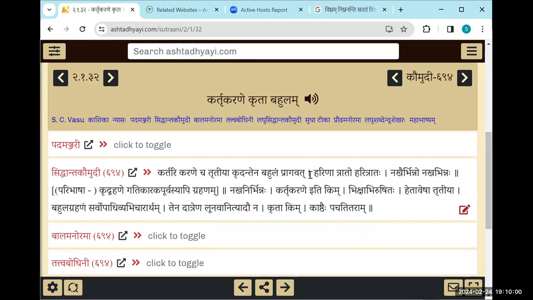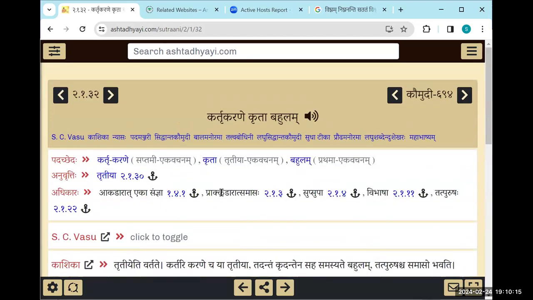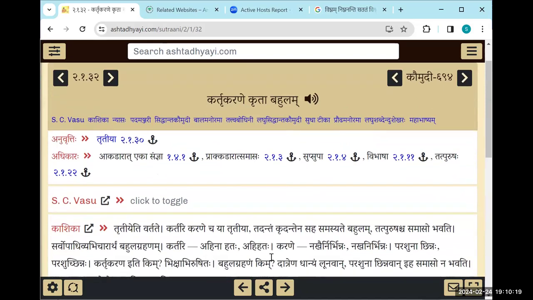So you see, Harina Trataha is an example of Kartari Tritiya. Nakhair Bhinna is an example of Karane Tritiya. All right. So they're very, very economical with examples. Okay. Another word. Ahina Hataha.